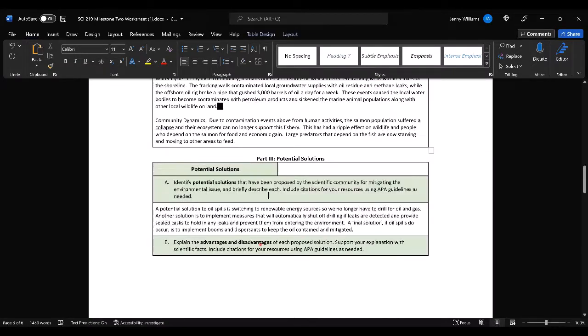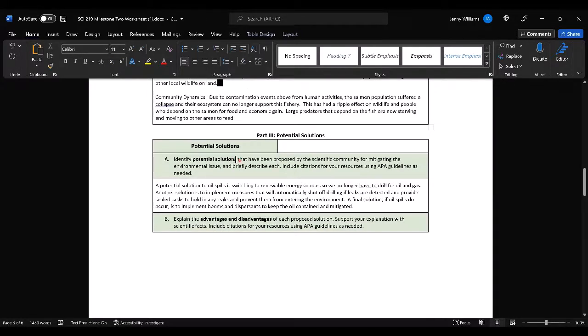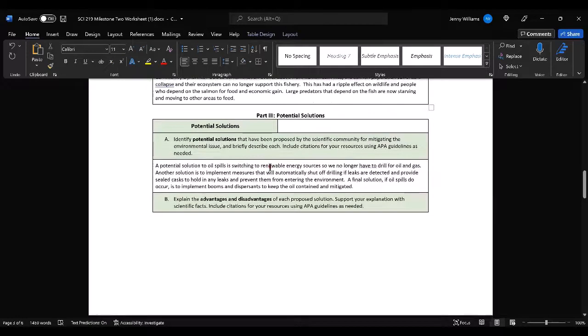Then I'm going into the potential solutions. Now it says solutions, right? Plural, so more than one. I wouldn't do as many as I've done here. I did 3. I got a little happy with it, but 2 is fine, okay? And so what you want to do is find a solution that's been proposed by the scientific community that can help mitigate your overall issue. My overall issue is oil spills, right?